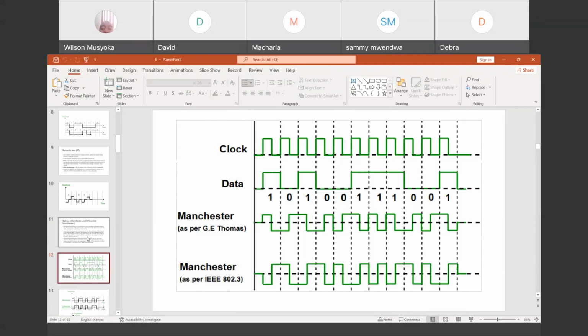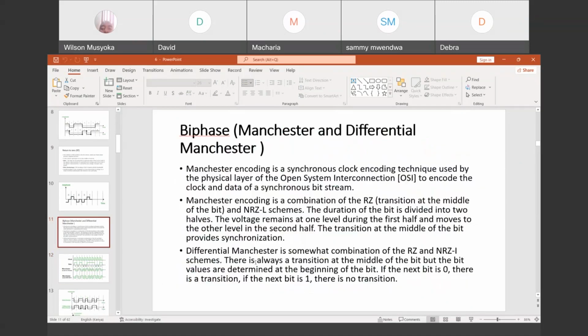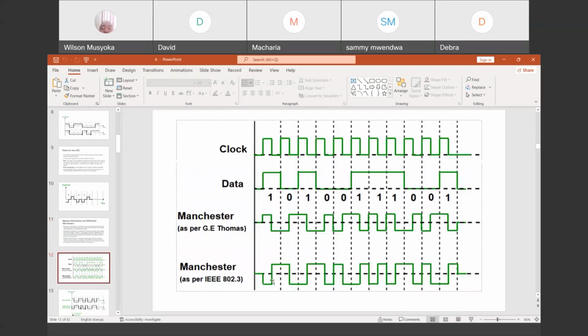The Manchester, which is now the, what is it called? Differential Manchester is the one which is a combination of return to zero and non-return to zero inverted. So I hope up to there we are clear. So when this data is being transmitted, look at the first one. Both of them are starting at the zero level.